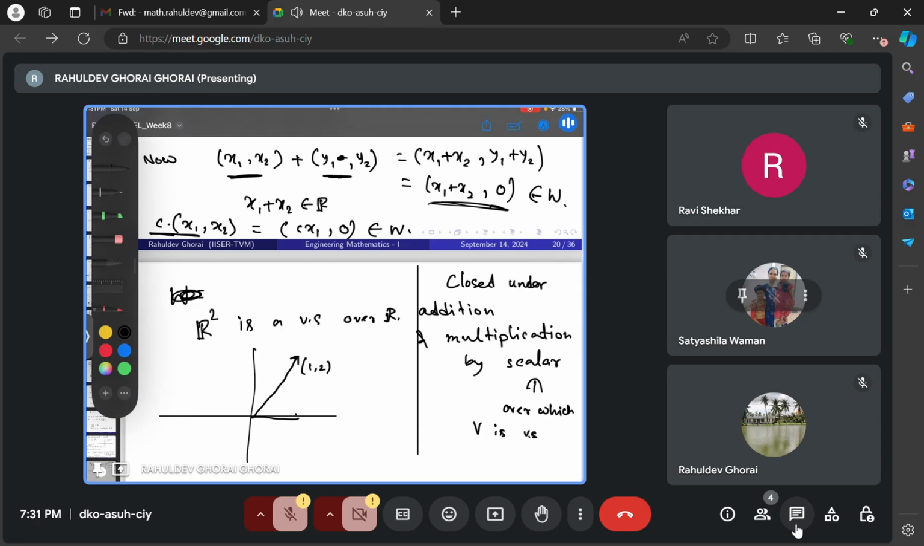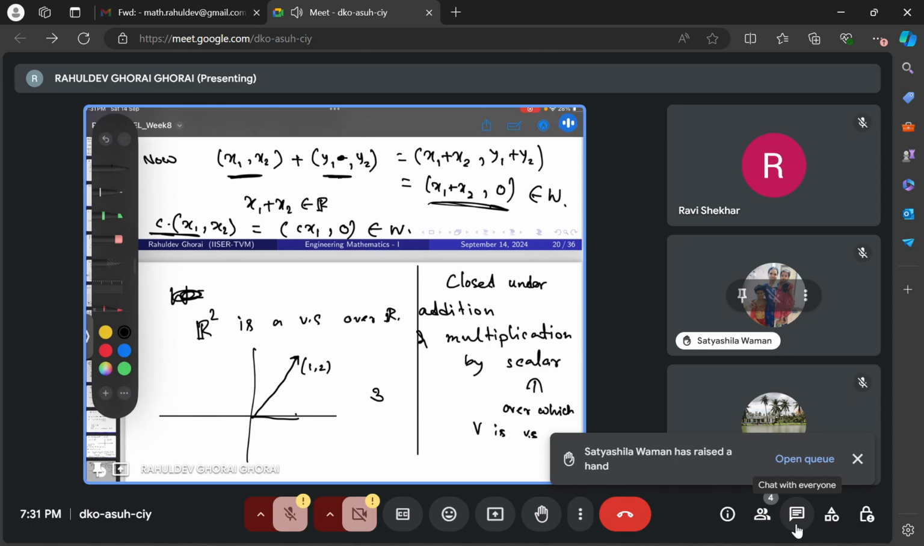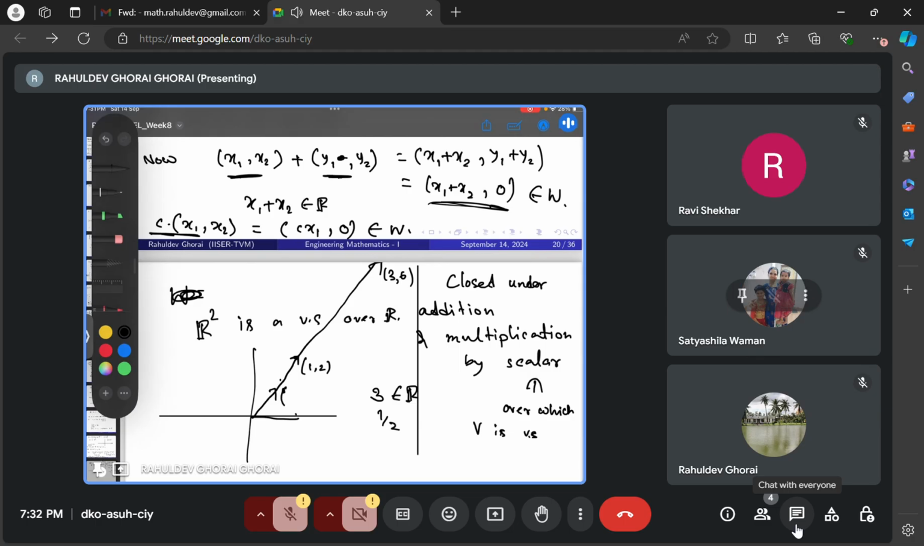If you multiply by a scalar, let's say 3, where is 3 from? 3 is from the real numbers. Then it will go to the point (3, 6). If you multiply by half, it will reduce to (half, 1). Half is in R. If you multiply by minus 1, that will be (minus 1, minus 2).